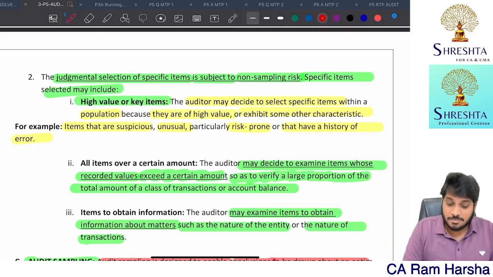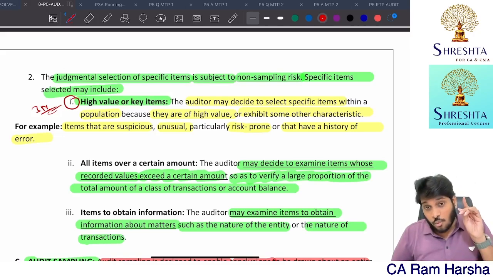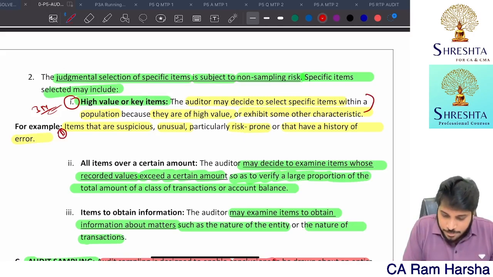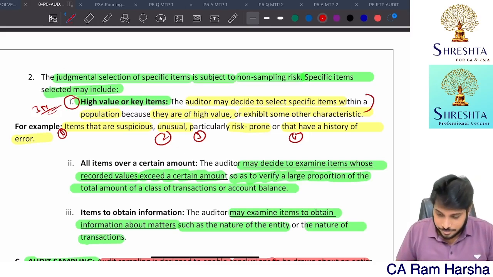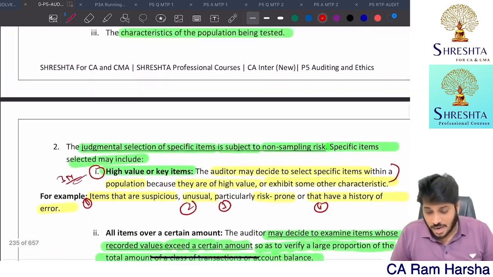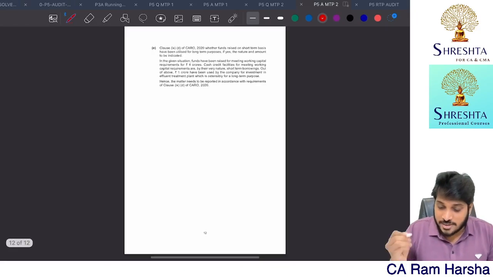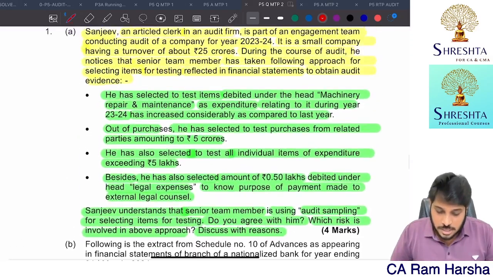In exam they may ask you only this also as a 3 marks question. One of the specific testing methods which the auditor uses is high value or key item testing. What are the examples of that? So you just have to give this meaning, and this is one example, 2, 3, 4. Four examples are given. Able to understand? So this itself can be asked as a separate question in exam: write about specific items testing, and that's what is given in this MTP2 question paper. Clear? That's it.